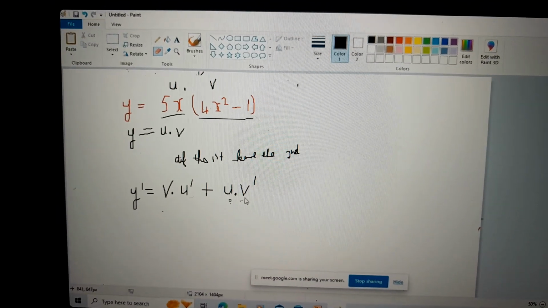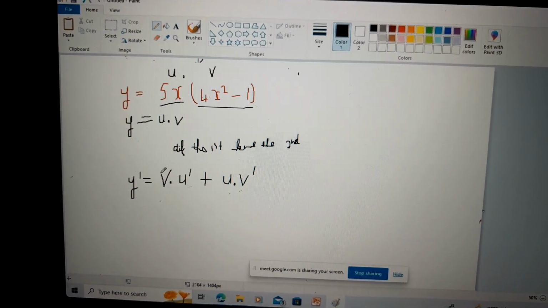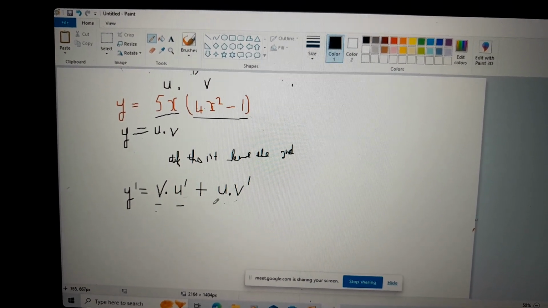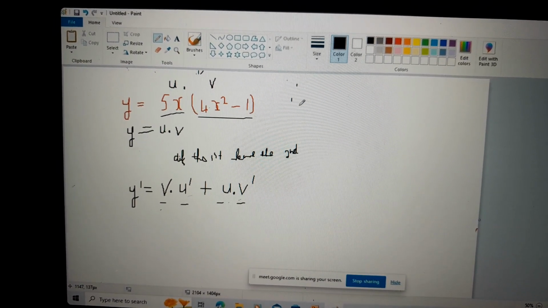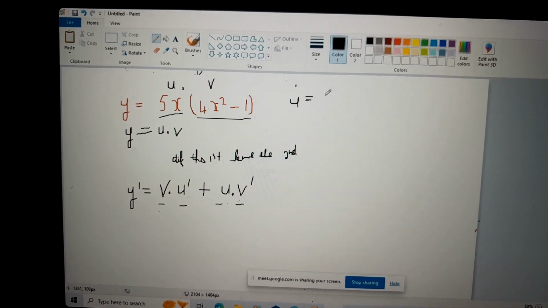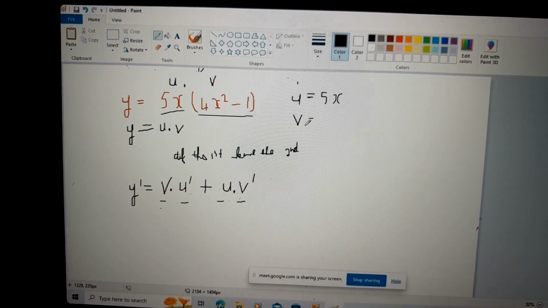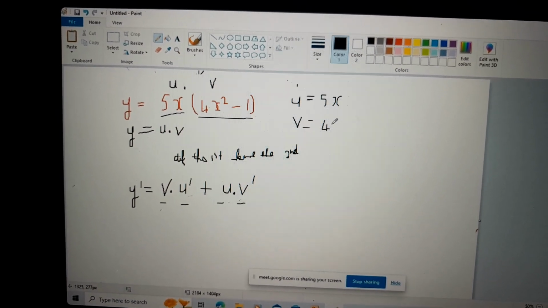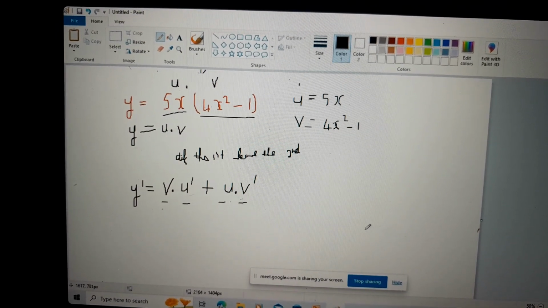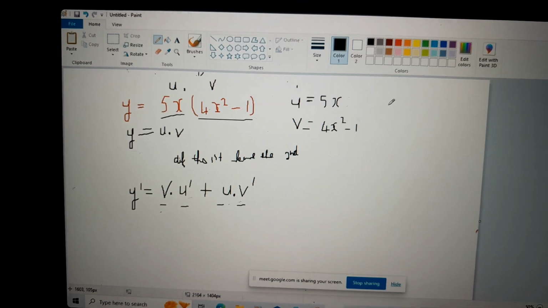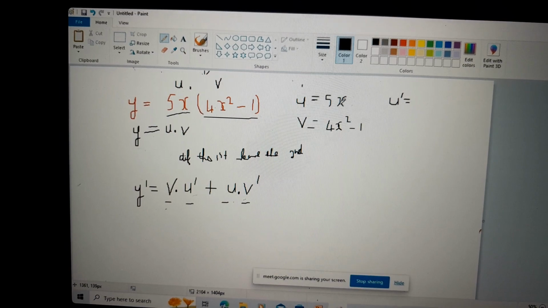Right. So as you can see here, teachers, we need 4 things to substitute here. 1, 2, 3, 4. So far, we only have 2 functions. We know what u is equal to. U is equal to 5x, and we know what v is equal to. V is equal to 4x squared minus 1. So I would like Basmati to tell me what the derivative of u will be. If we differentiate u, what will we get?